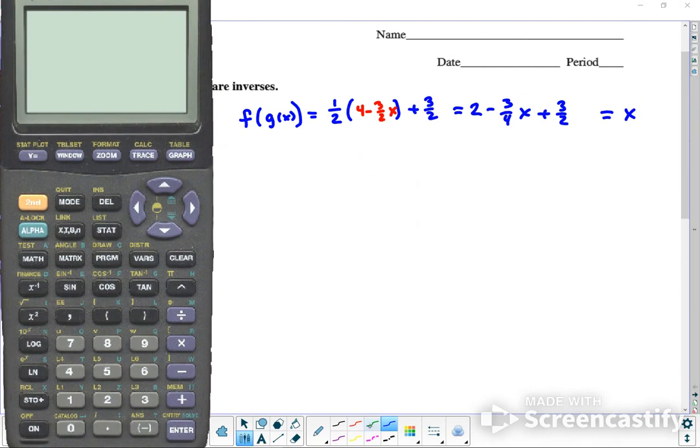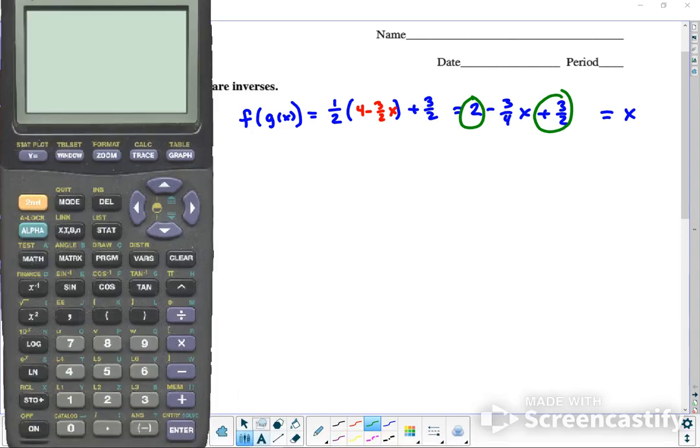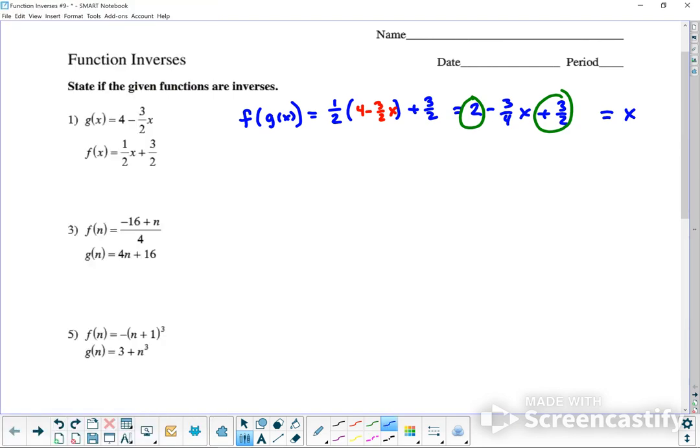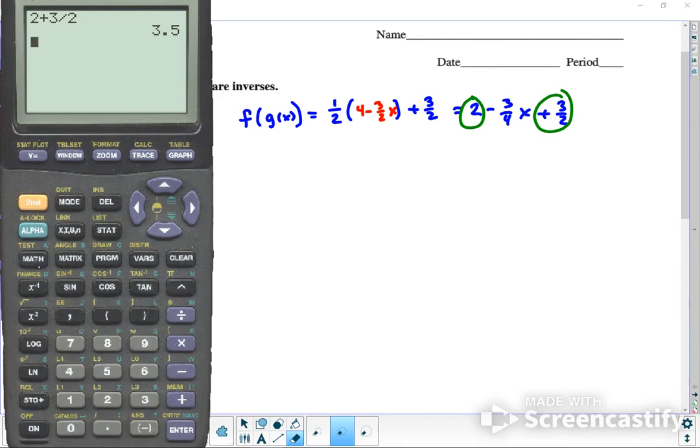Let's figure out what 2 plus 3/2 is. This may not work. It doesn't look like it's going to work. But 2 plus 3/2, just like that, gets us 3.5. And there's no way we're going to be able to get just an x from that. So our final answer is going to be not x, but 3.5. And 3.5 in terms of fraction is 7/2.